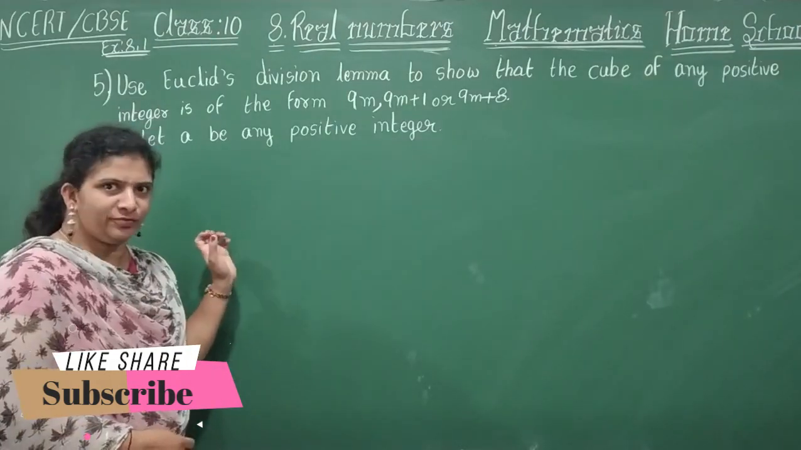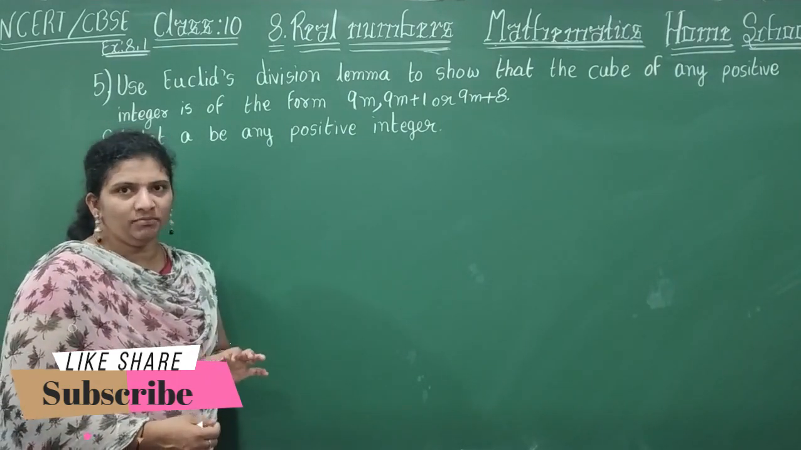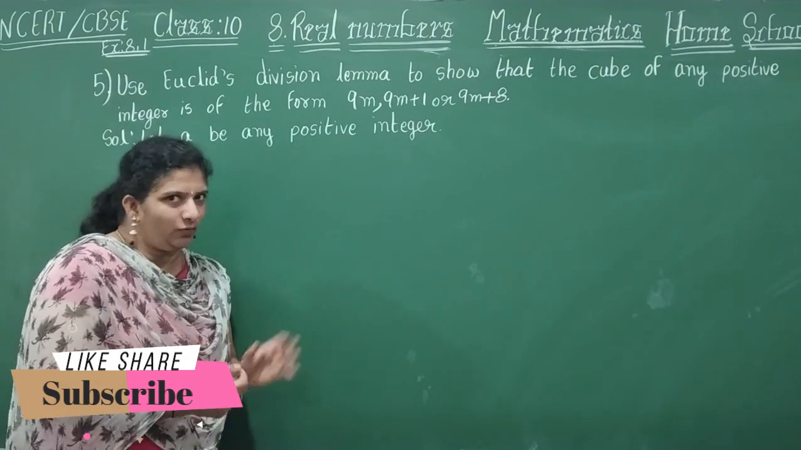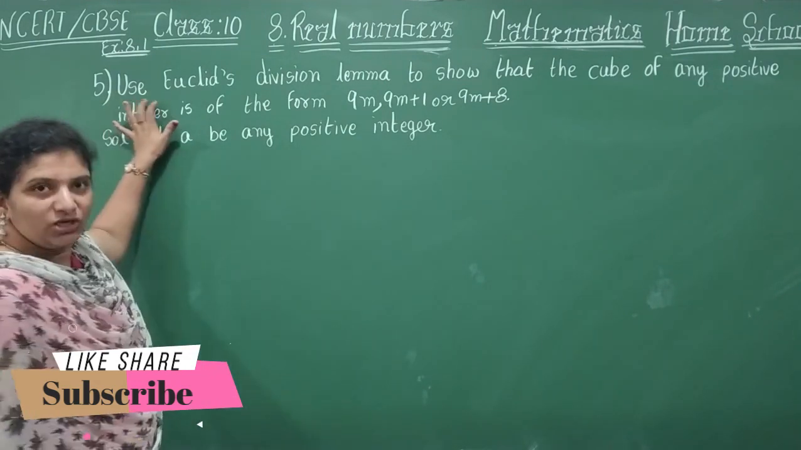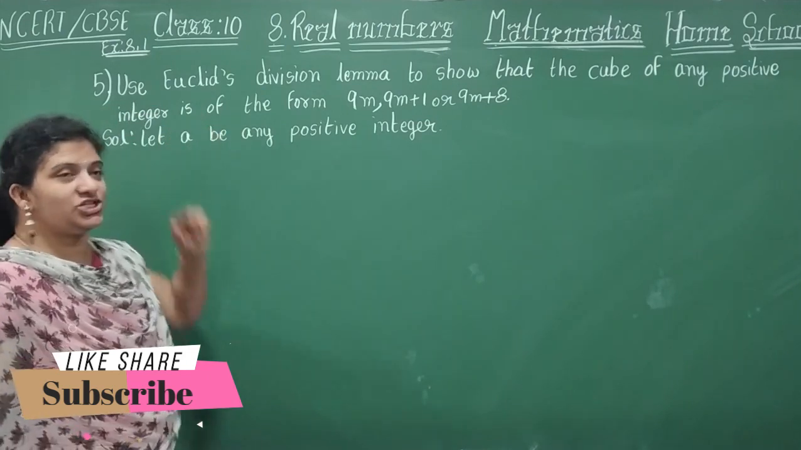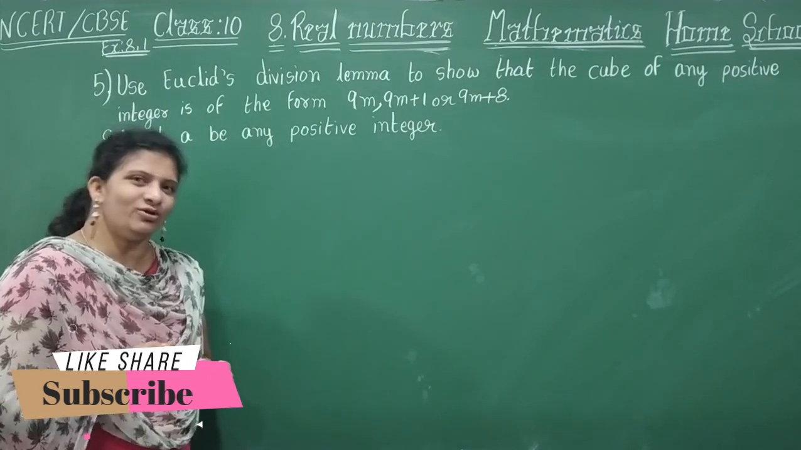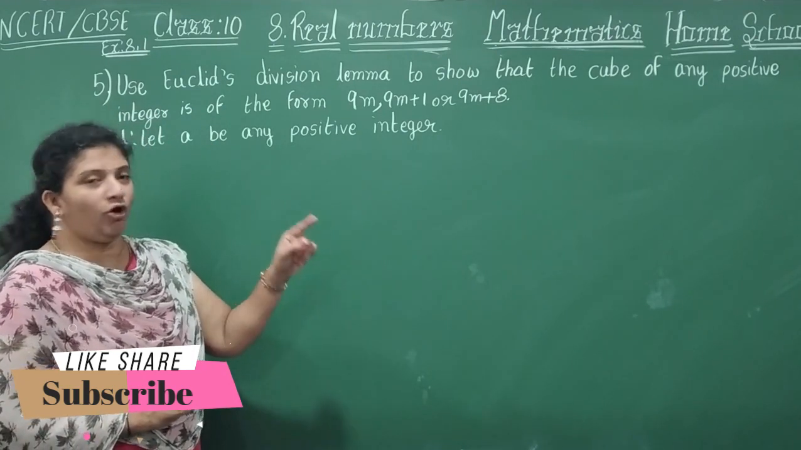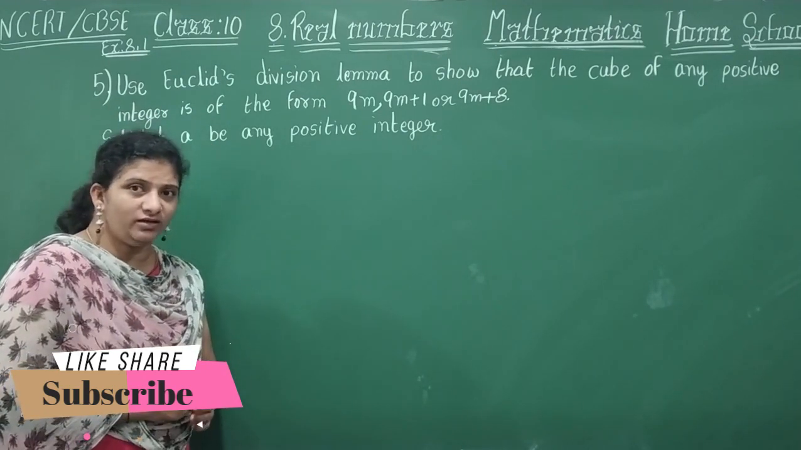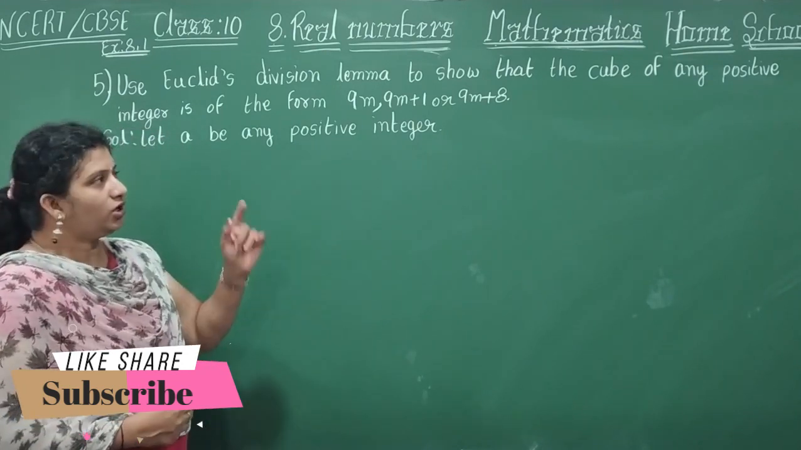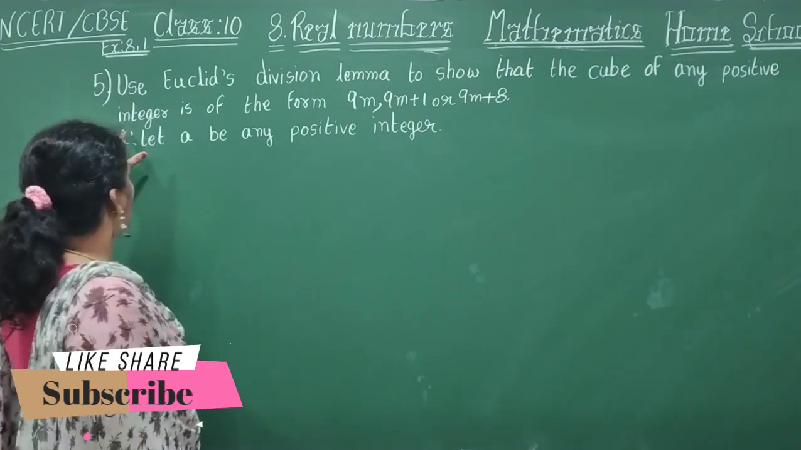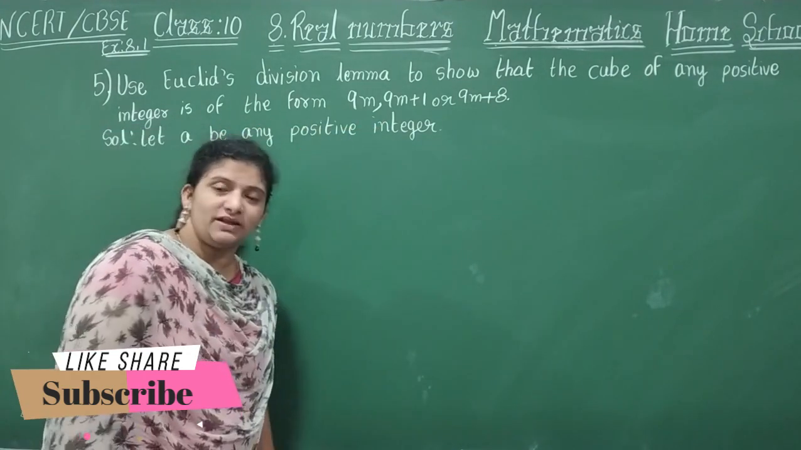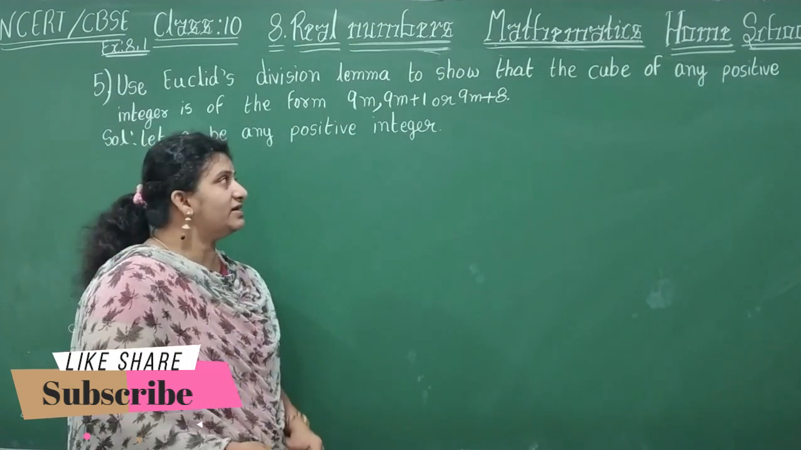Look here, children, 5th problem. This is also similar type of problem, but children feel little difficult of this problem also, but I'll make you very easy for you. Look here, use Euclid's division lemma. A is equal to bq plus r to show that the cube of, cube do you know, children? Power 3, right? Cube of any positive integer is of the form 9m plus 1 or 9m plus 8.